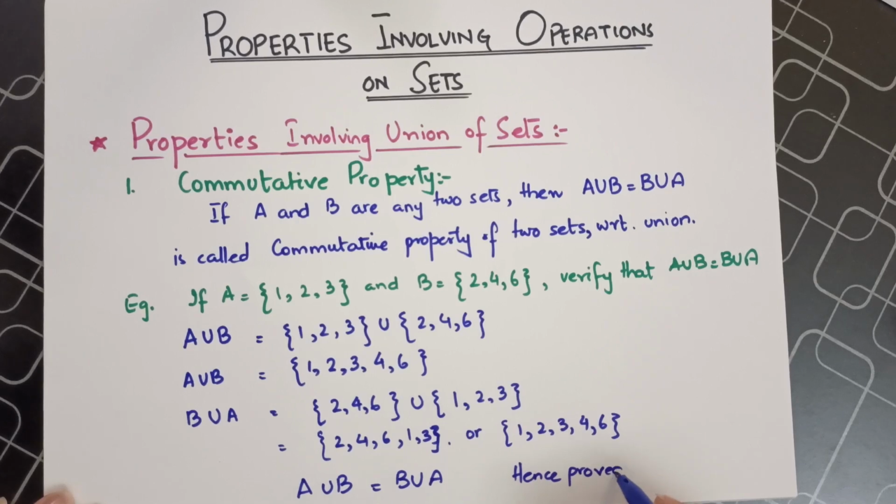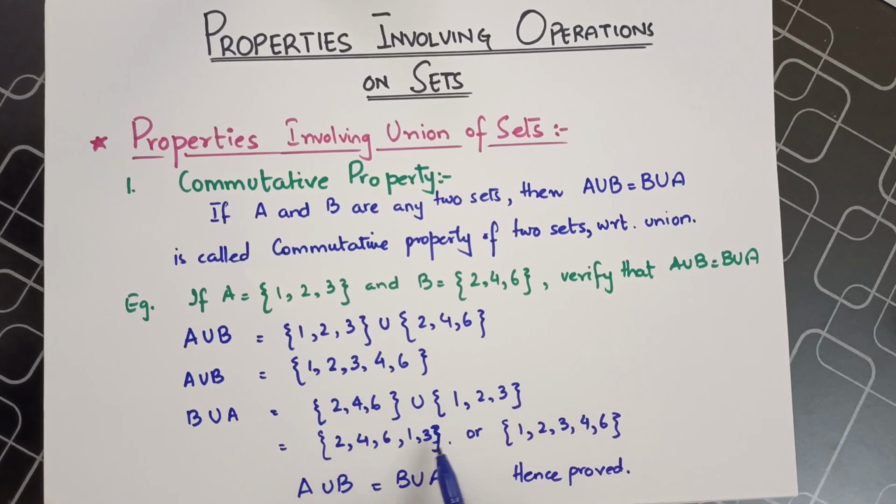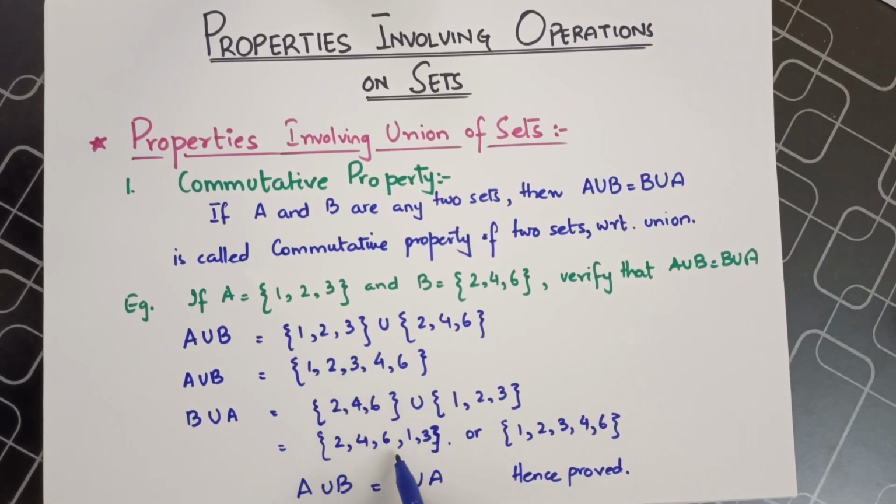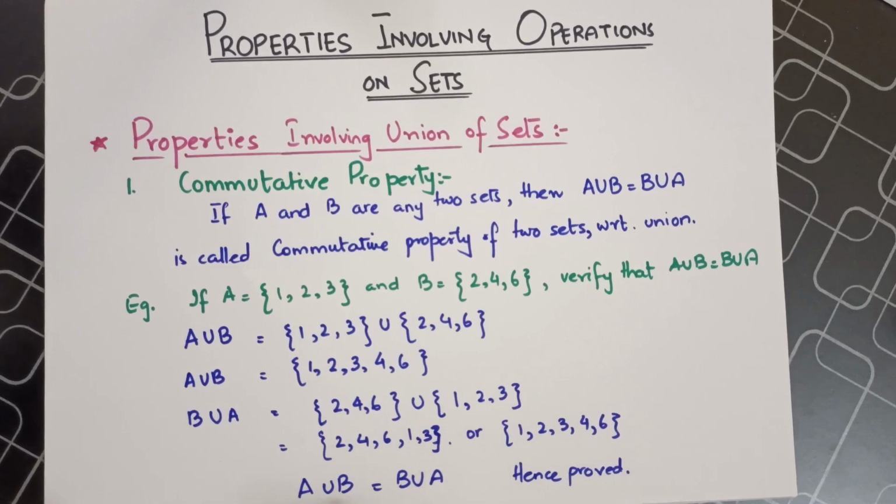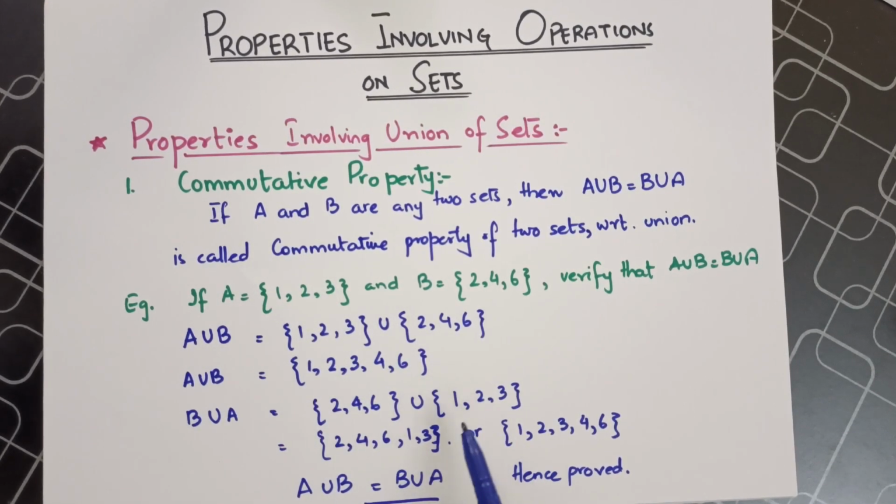Hence proved. Let me tell you one thing. You might often get confused if you're new to sets, if you find a difference in the sequence of the elements written in the sets, don't get confused. In sets, the sequence of the elements can change, but since the elements are the same irrespective of their positions, the sets will still be the same. Like if here we say {1, 2, 3, 4, 6} and here it is {2, 4, 6, 1, 3}, you see that all the elements are the same. So the sequence of the elements does not matter. Here we have proved the commutative property with respect to union.